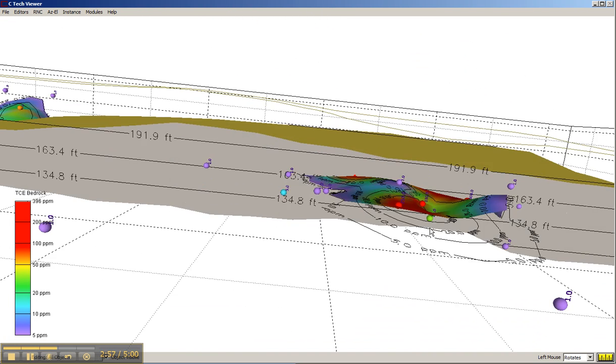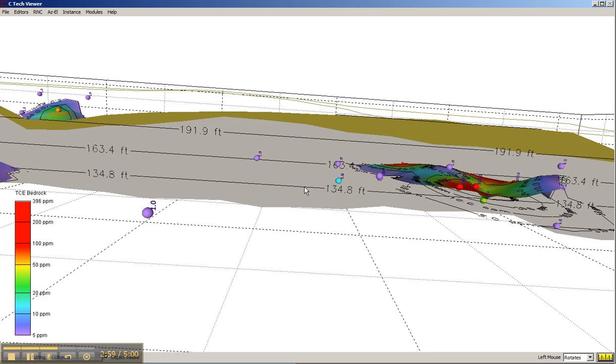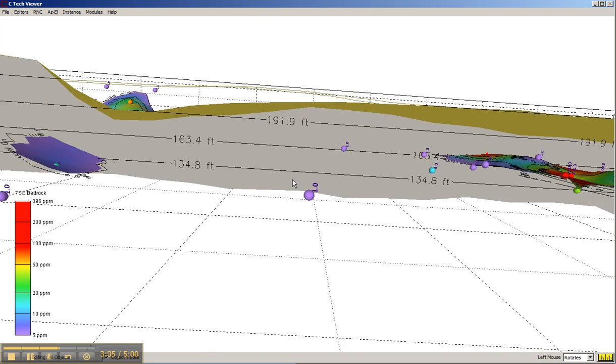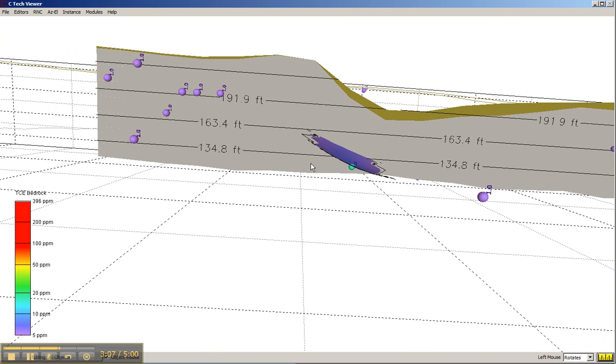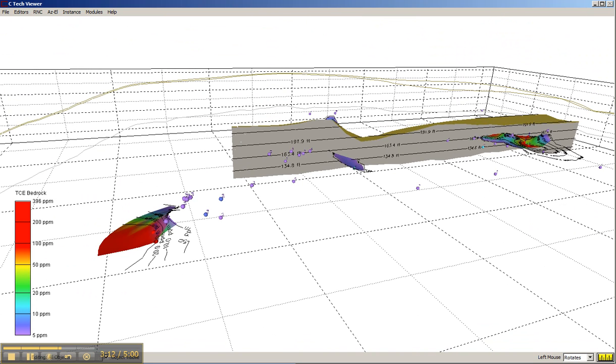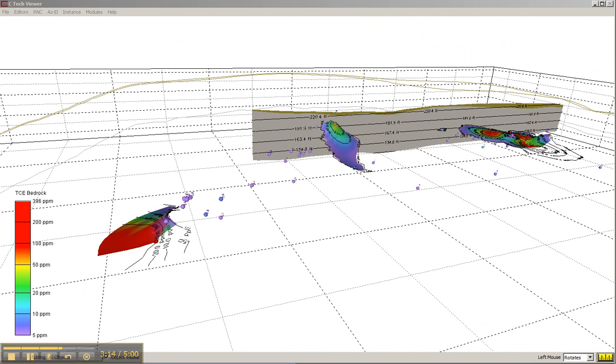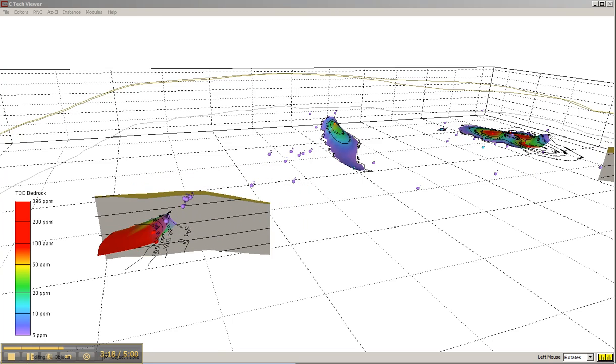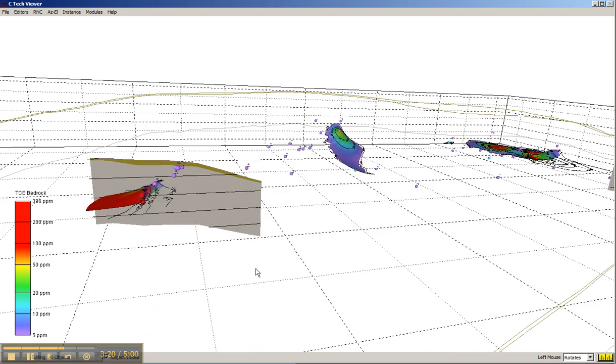It's also important to note here that this upper surface, this is our overburden, and the gray stuff here, this is our bedrock. So with this particular plume, we should only see intersection in gray because we are looking at our TCE bedrock plume.